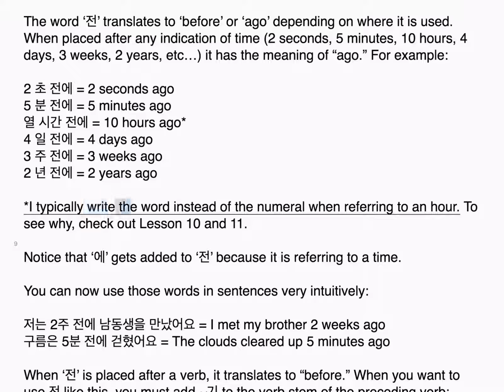I typically write the word instead of the numeral when referring to an hour. To see why, check out Lessons 10 and 11. Notice that 에 gets added to 전 because it is referring to a time. You can now use those words in sentences very intuitively. 저는 2주 전에 남동생을 만났어요. I met my brother 2 weeks ago. 구름은 5분 전에 개었어요. The clouds cleared up 5 minutes ago.